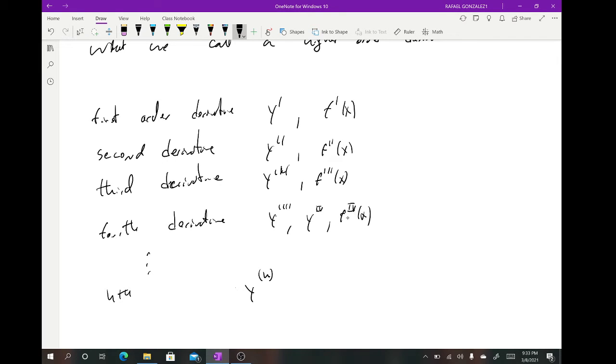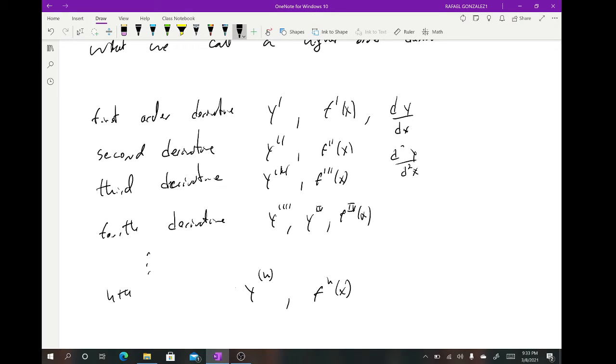You can also use a number here. I've seen it with Roman numerals or numbers, and f n of x. You could see it with the dy dx symbol as well. So this will be dy dx. This will be d to the 2y over d to the 2x, and so on.